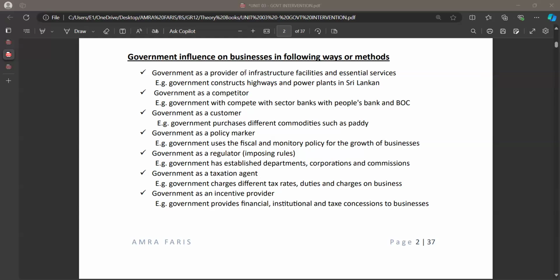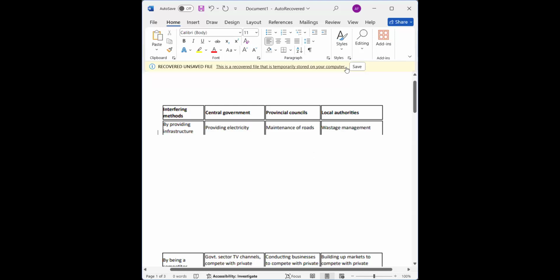Okay, now take your extra book. You all have to write something. Therefore, take the extra book.